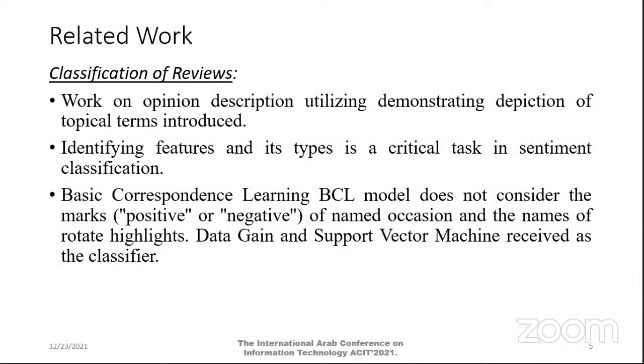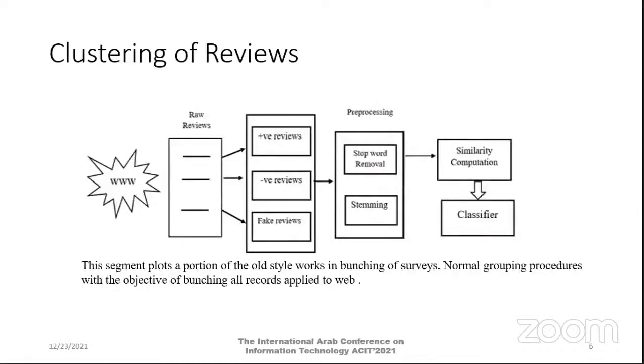We have identified some related works. The first one is classification of reviews. There are many authors who worked under this category. They demonstrated the duplication of topical terms which has been introduced. They used the basic correspondence learning, BCL model, which gives positive and negative, and support vector machines to classify the reviewers. So these are the processes.